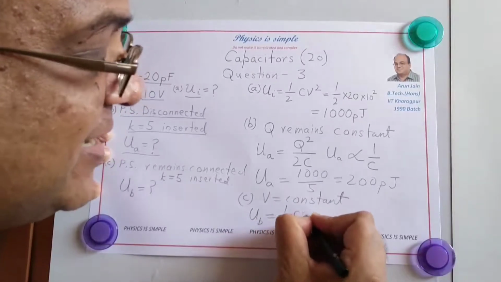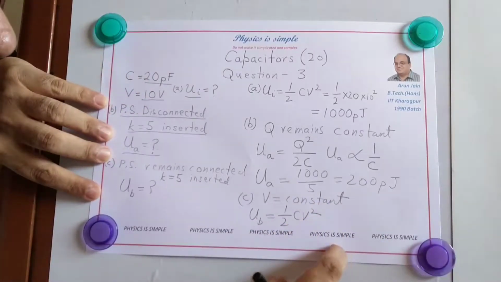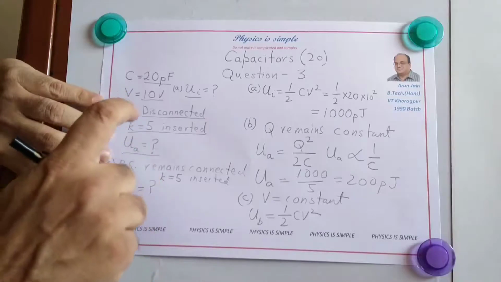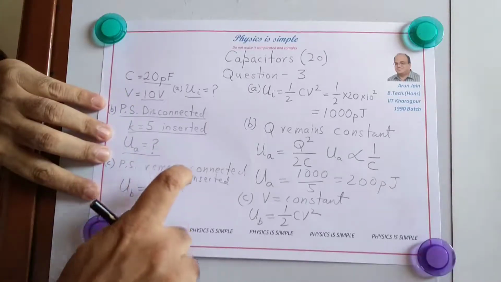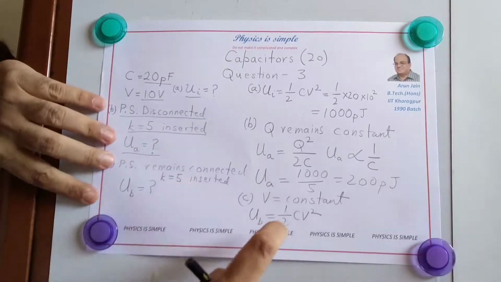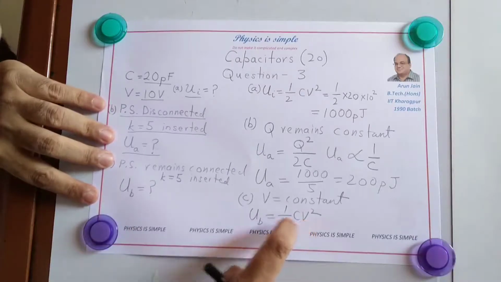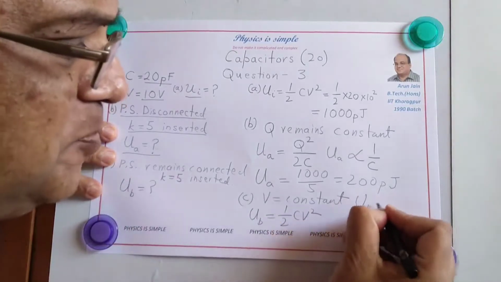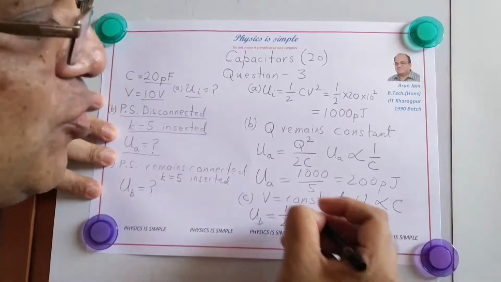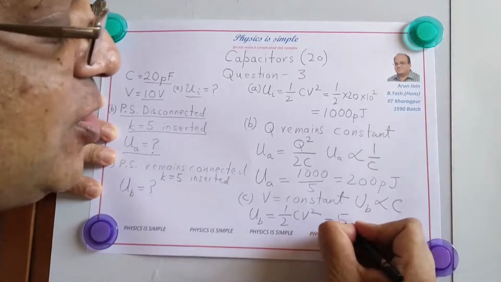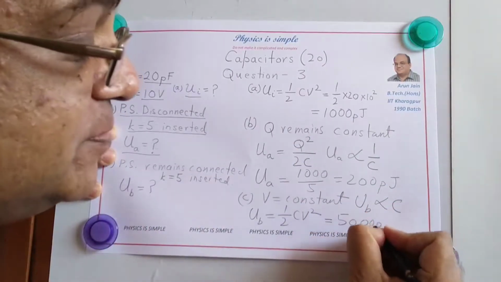V is constant. C is becoming 5 times because we are inserting this dielectric of dielectric constant K equal to 5. So therefore C becomes 5 times, and therefore the energy stored will become 5 times, 5000 picojoules.